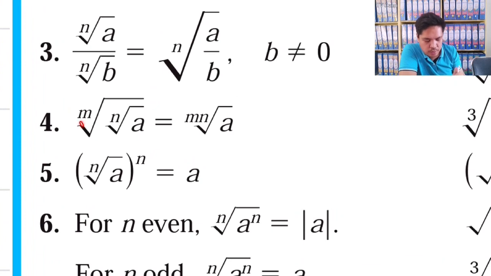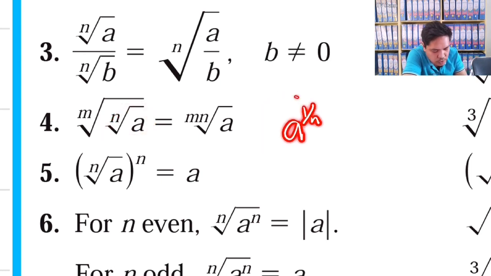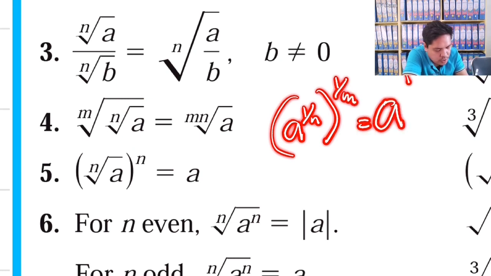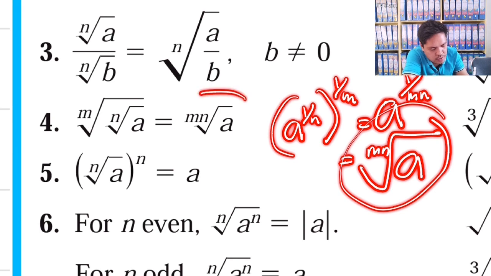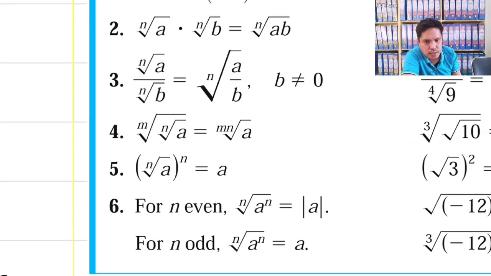Okay, how about this? The mth root of nth root of a is equal to the m times nth root of a. Again, kung i-relate natin sa exponential function, this would be, eto muna. That would be a raised to 1 over n raised to 1 over m, which is equal to a raised to 1 over m n, which is m nth root of a. Ayan. The same. So, how about here?